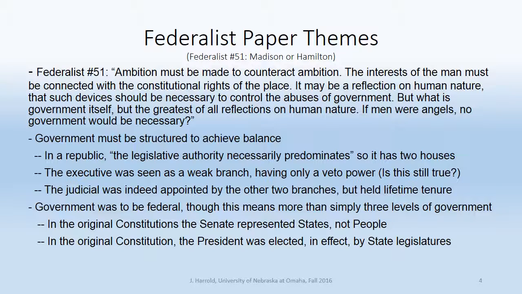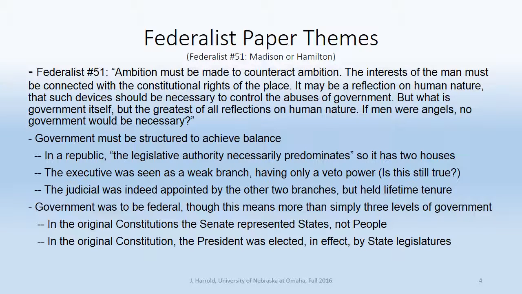So what Federalist 51 is saying is that government must be structured to achieve balance. Federalist 51 actually does assert that the legislative authority in a democracy naturally predominates. That is to say, they maybe were thinking that the legislative authority would predominate the executive authority. And so they designed two houses in the Constitution so that there wouldn't be a unicameral legislature that would turn into a sort of legislative dictatorship. They saw the executive, in Federalist 51 anyway, as the weakest branch, and so gave it the veto power.